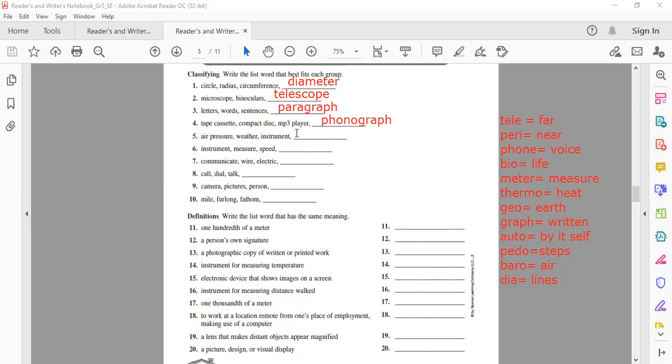Thermometer. No, thermo is for the heat. I'm asking for air pressure. Come on, Mariana. Pedometer. No, pedo is for the steps. Wait. Thermometer. No, millimeter. The words. Yes, Maria. Meter. Just a minute. See the word in the box. You don't have the book?